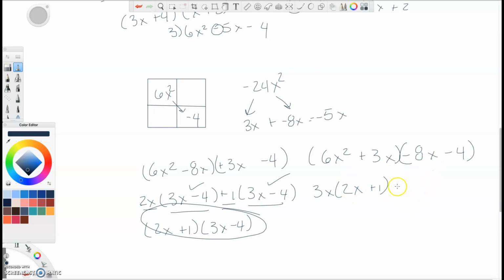So what if I take out a negative 4? Right? Negative 4 times 2x is negative 8x, and negative 4 times 1 is negative 4. So that all matches up.